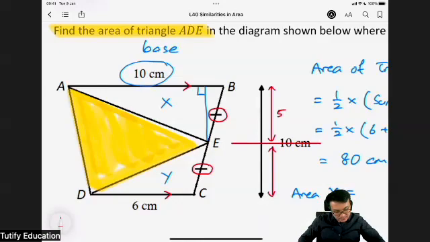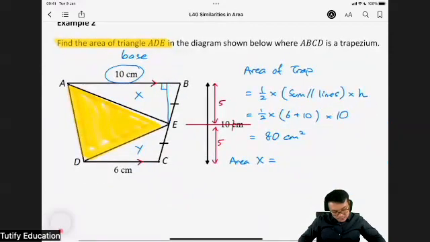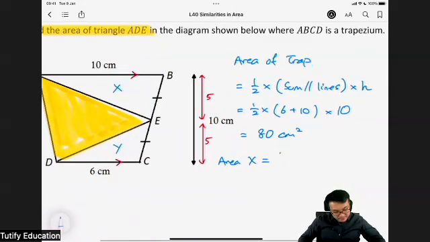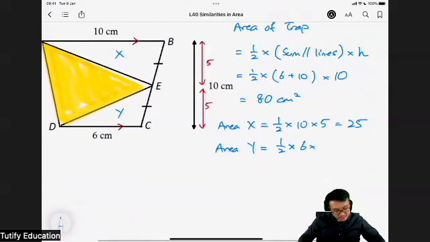Excellent. So now do I know the height of the triangle? Yes. Very good. Okay. So the height of the triangle is 5. So now let's try to find the area of triangle X. Half times what is the base? 10. What is the height? 5. And you get 25. Now let's find the area of Y. Half times what is the base? 6. What is the height? 5.